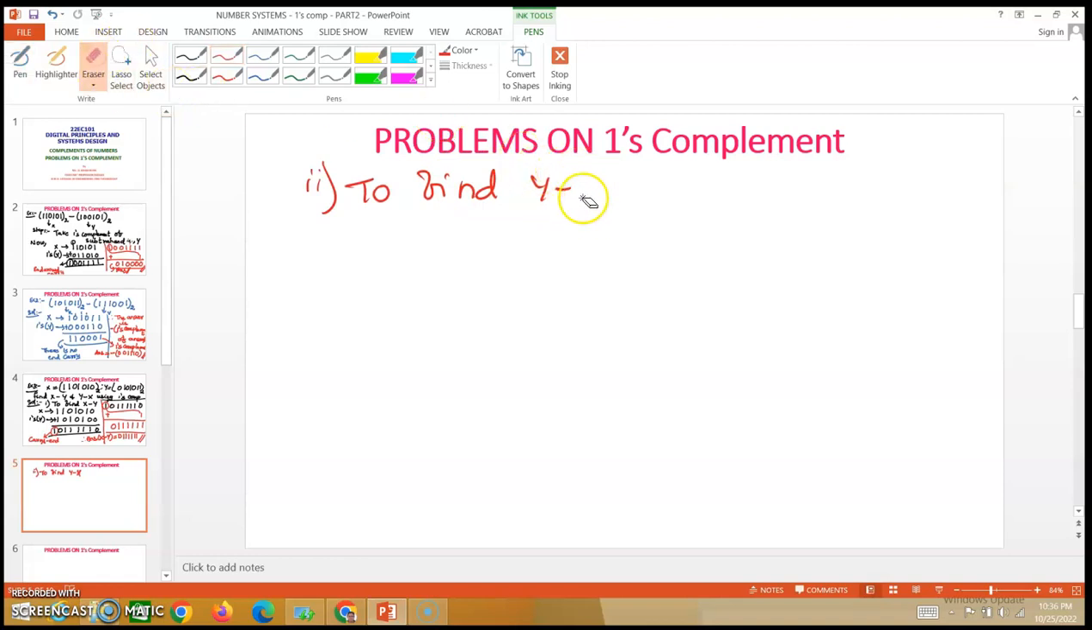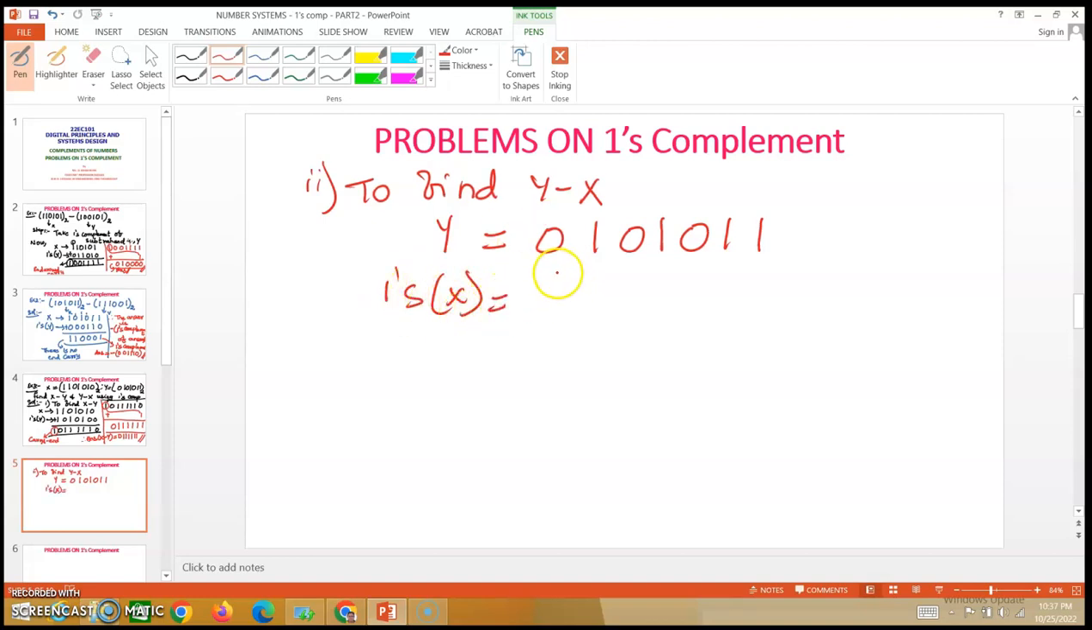I just represent it with capital letters. So y minus x. Simply you write y. What is y actually? Y is 0, 0, 1, 0, 1, 0, 1, 1. What is x? We take the 1's complement of x. What is the 1's complement of x? That is 0, 0, 1, 0, 1, 0, 1.